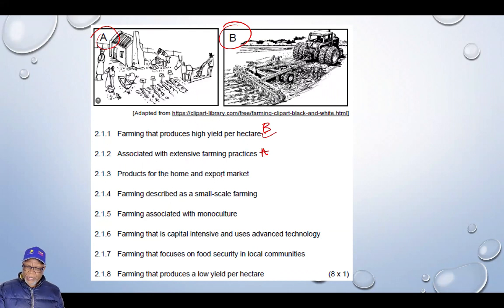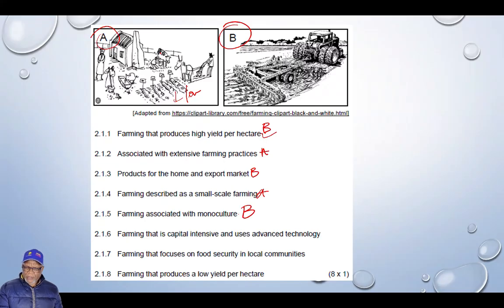Products for the home and export market. So it will be B for home and export market, but this one will be mainly for the home market because it's done over a smaller scale. Farming described as small scale farming is A. Farming associated with monoculture. So this one is A. Monoculture is B because mainly it is a specialized kind of farming, done for one type of crop.